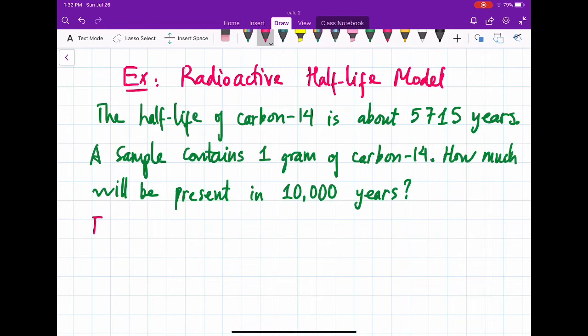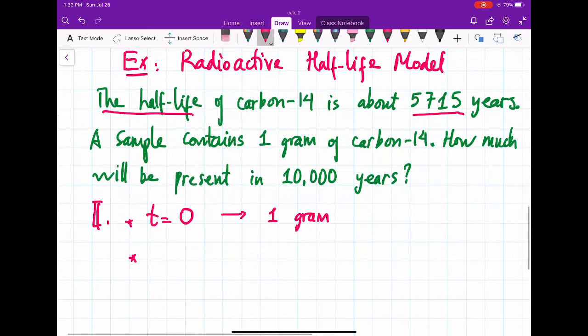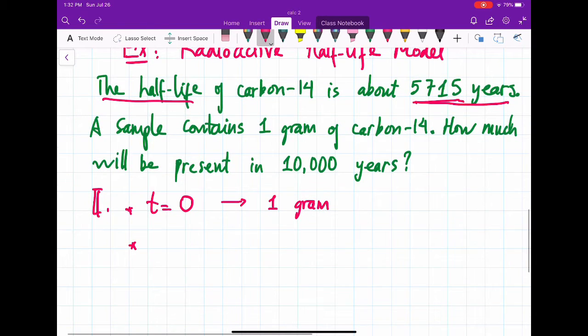Suppose that at time t equal to 0, we have 1 gram. It says the half-life of carbon is about 5,715 years. That means when t is equal to 5,715 years, we still have 1/2 gram. So we need to find the function.